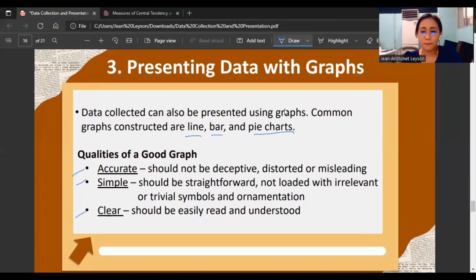So if, for example, your data is about the scores of the students, it should just be the scores of the students, no additional or any information that is not necessary. Third is it should be clear, should be easily read and understood. So the moment an individual looks at your graph, it should easily be understood that that is the data that you are conveying or presenting.